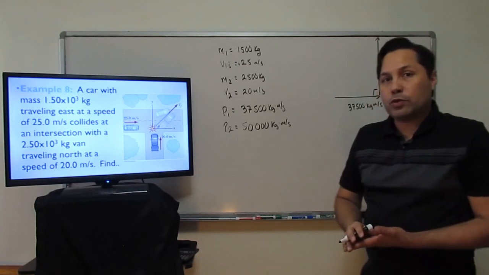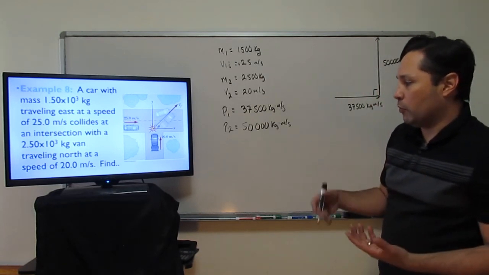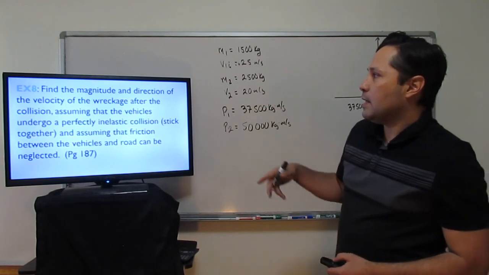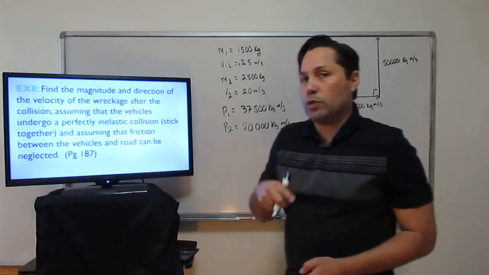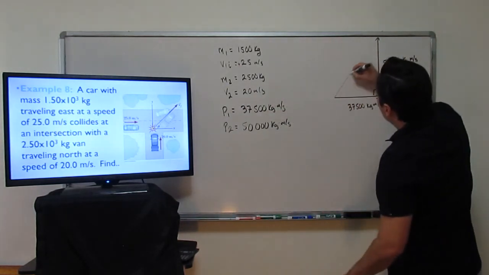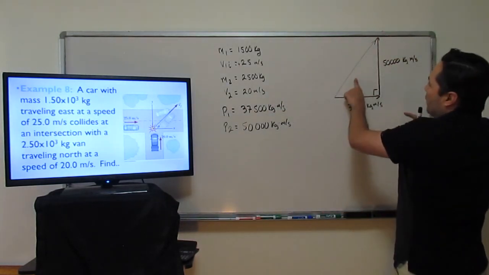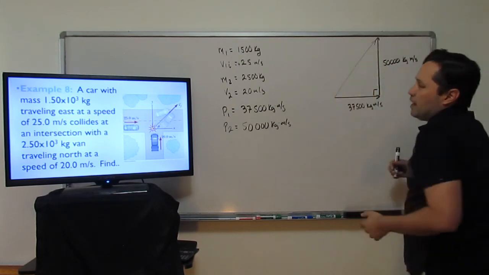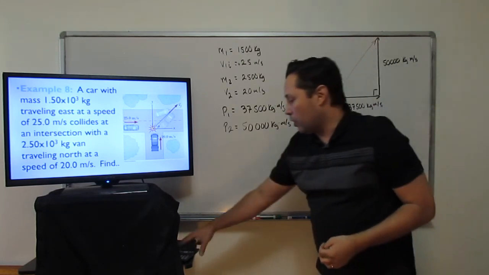Now, what do we have to do? We have to find the total momentum of these. And once we have the total momentum, we can go ahead and find the velocity of the wreckage, which is what we want. So what is the total momentum here? Well, we've got the two components, so there's our vector right there. Now this is a right triangle, so we can use the Pythagorean theorem to solve for that.